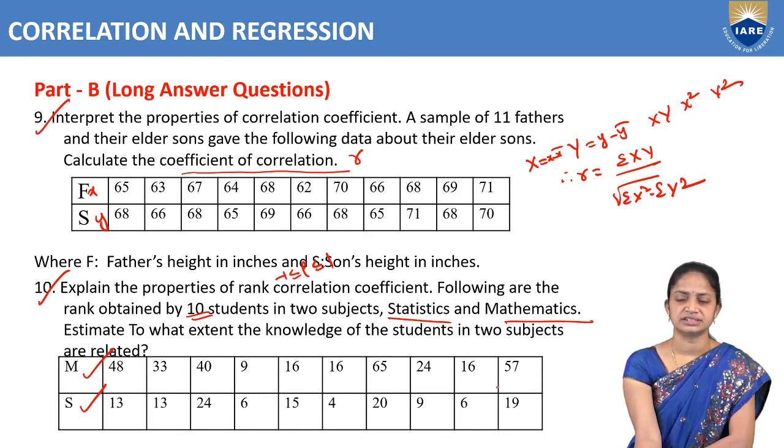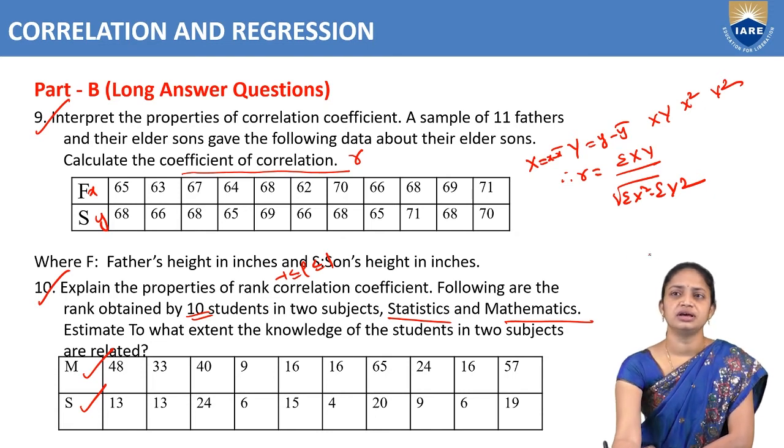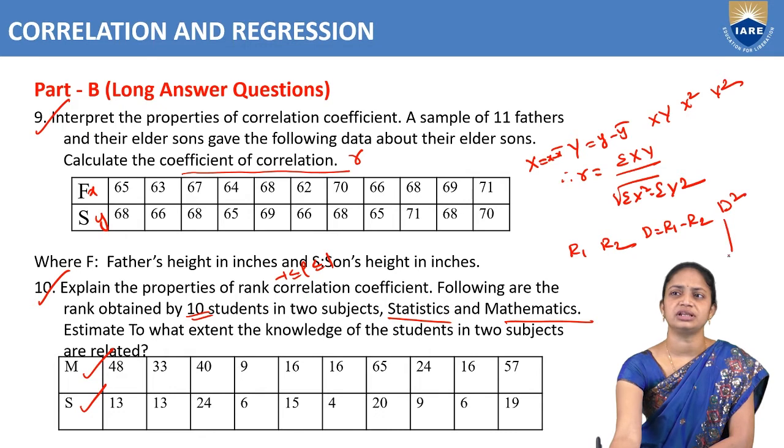For the highest mark I am giving the first rank; otherwise you can give the first rank to the lowest marks also. Then you need to find R1, R2. From that, D is nothing but R1 minus R2. Then find D square, and after that summation D square.